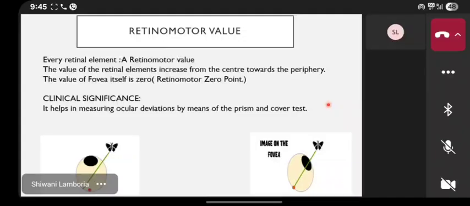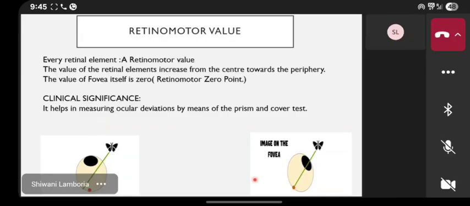Then the retinomotor value. Every retinal element has a retinomotor value, and the value decreases from the center towards the periphery because the eye has to move more in order to bring back the fixation to the fovea. So the value of the fovea itself is 0 because the eye does not move in that case. And the clinical significance is that it helps in measuring ocular deviation by means of the prism and cover test.